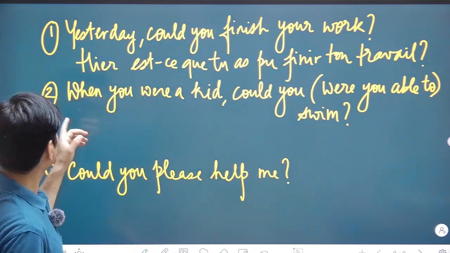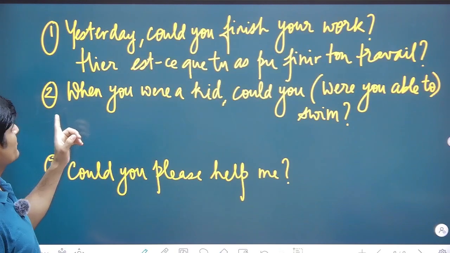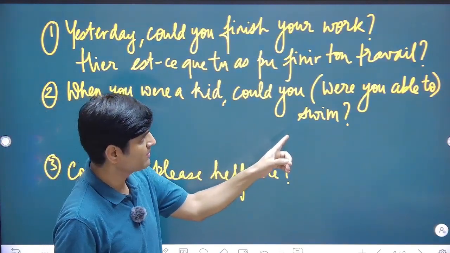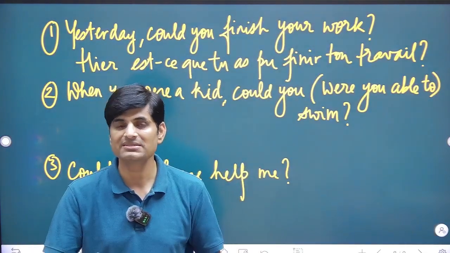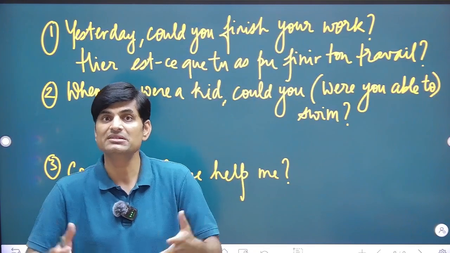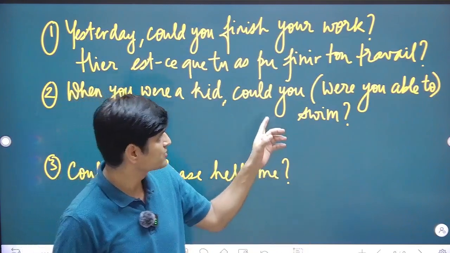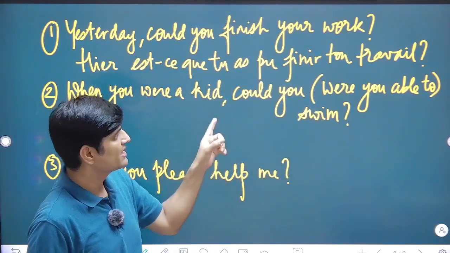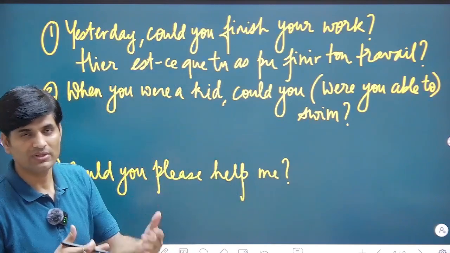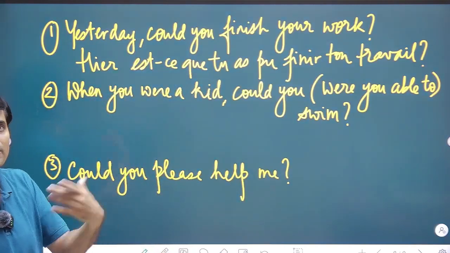Voilà. And in the second sentence, when you were a kid, could you swim? This could is going to last for a longer time because swimming was an activity that was being done in the past for a longer time, which can also be translated in English as a kid or when you were a kid, were you able to swim? Like, was that a process for you that used to happen over and over again?